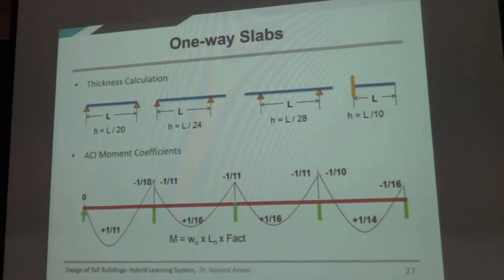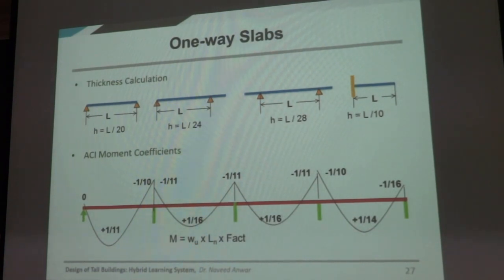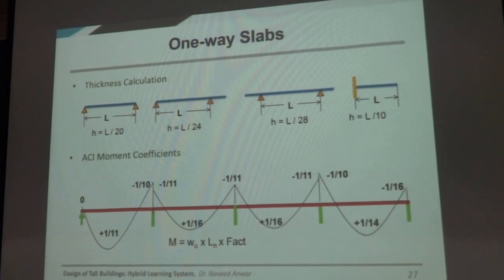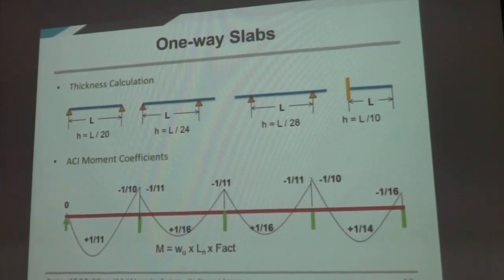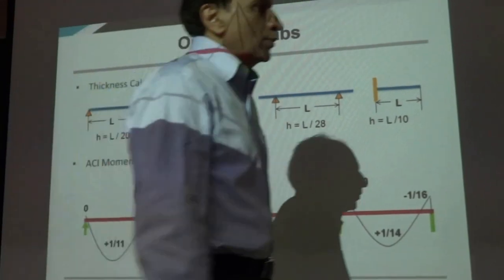So you must consider alternate live load patterns, many of them, five or six of them, before you can come up with the moment diagram, and you must consider the envelope of the two. So you basically get moment envelopes. What is a moment envelope?